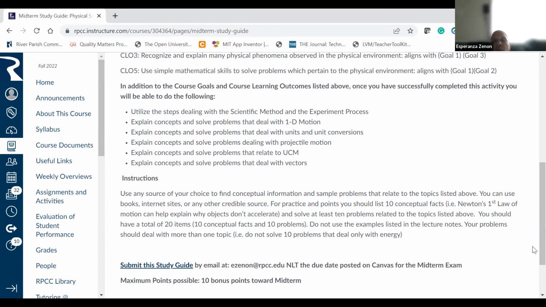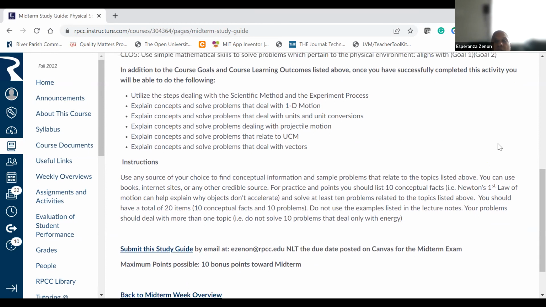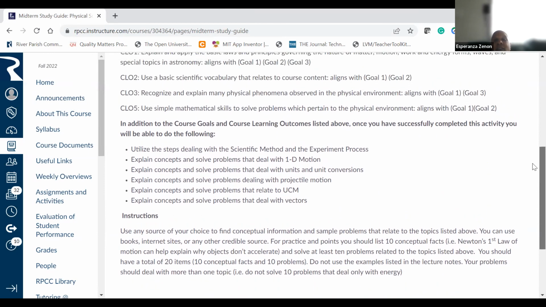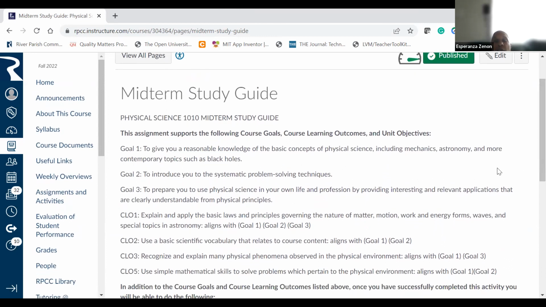And it's worth 10 bonus points toward the midterm score, okay? Any questions on the study guide? So in essence, what you're doing is creating your own study guide, which means you can focus on those things that you feel are more important for you to study.